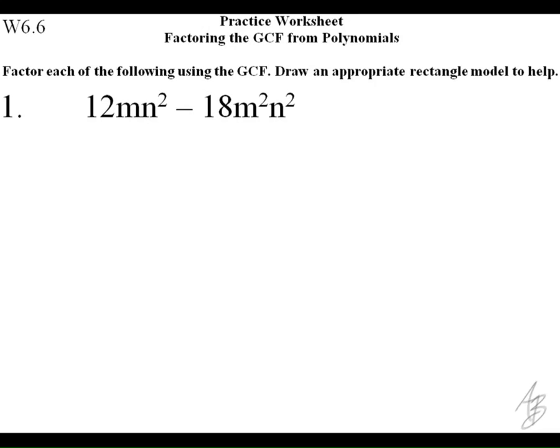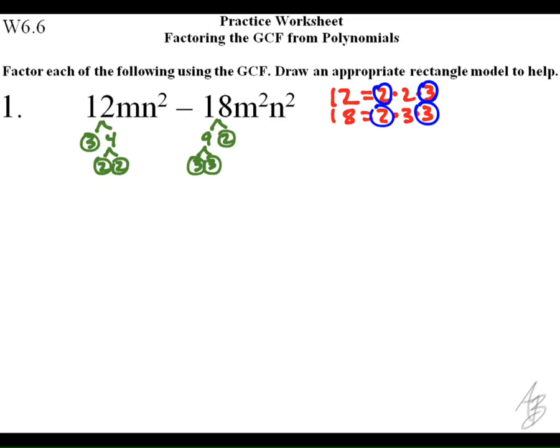To start this problem, the first thing we're going to do is factor it. When we factor it here, we're going to get 12 is 2 times 2 times 3, and 18 is 2 times 3 times 3. We look for the common factors, which are 2 and 3. So what's the GCF going to be? At least the number part of it. It's going to be 6.